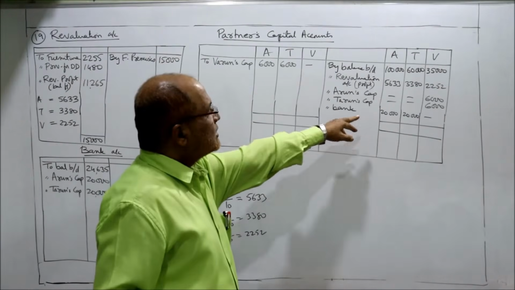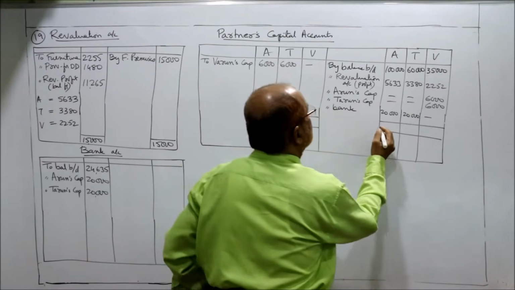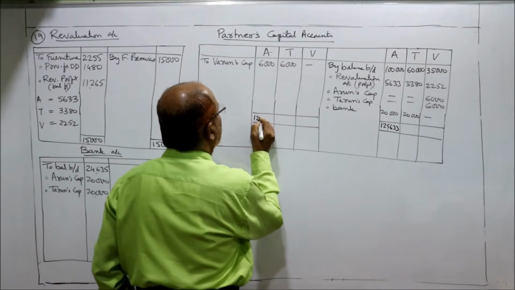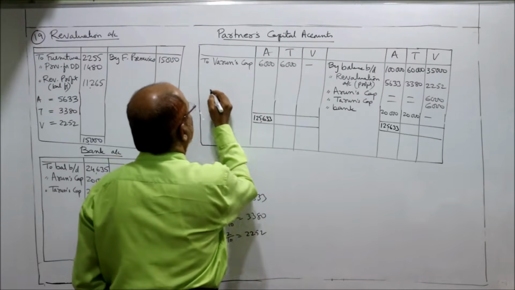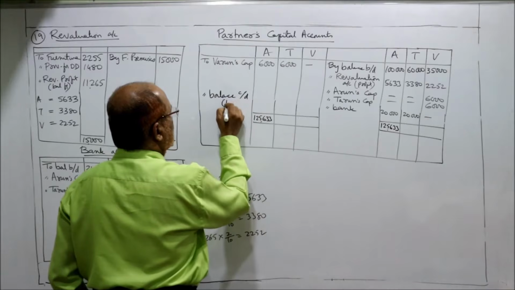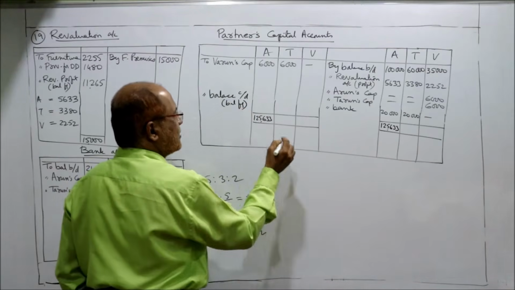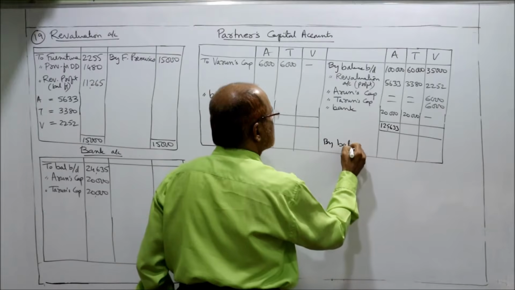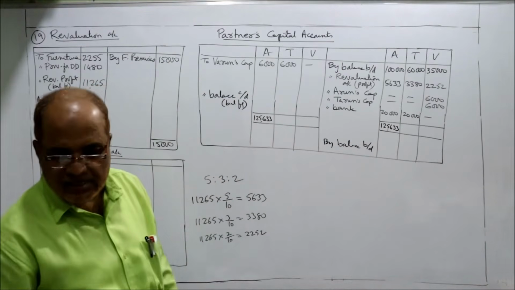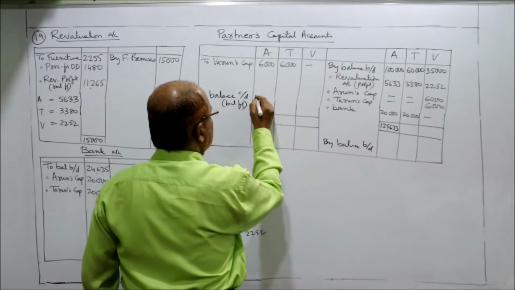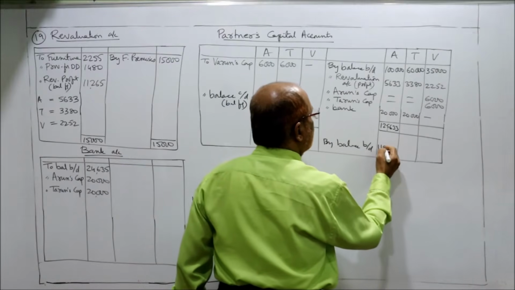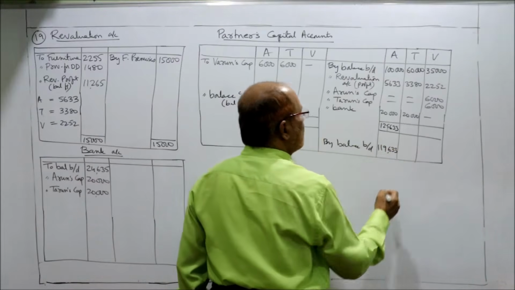Now the credit side total is 1,25,633. Here also 1,25,633. To balance, carried down, balancing figure. By balance brought down. Now 1,25,633 minus 6,000, you'll get 1,19,633. This is the closing balance of Arun.